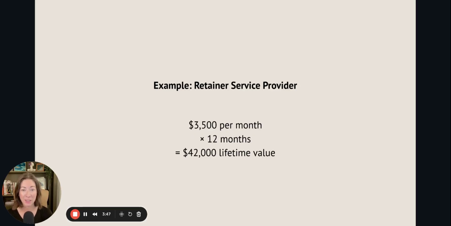your LTV? Well, you can see right here that if we bump up into a $3,500 a month container, which is a very typical container for a high level advisor, and you get a client to stick around for 12 months, that's a $42,000 lifetime value.